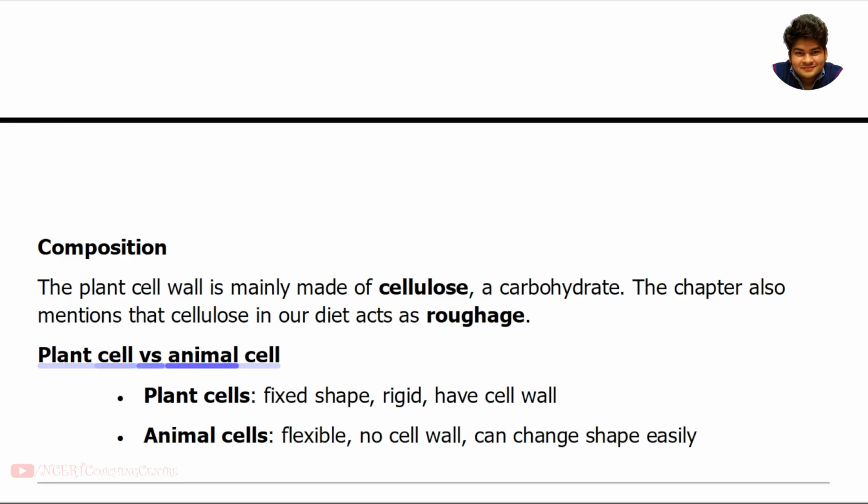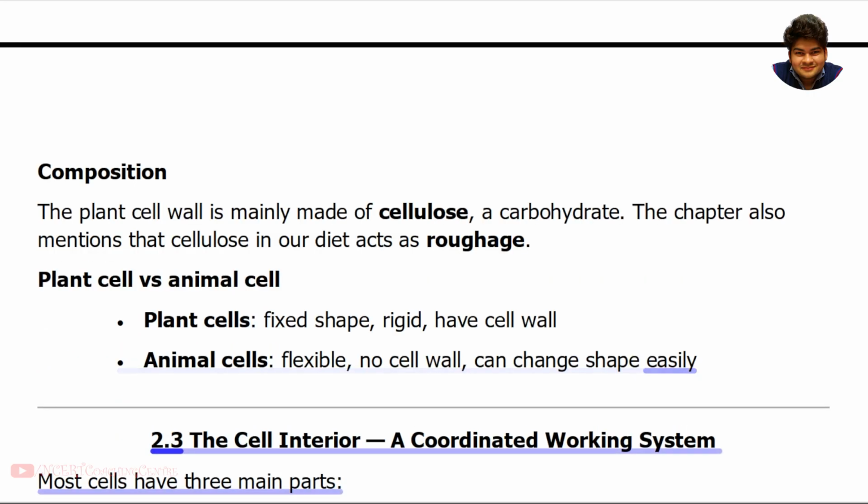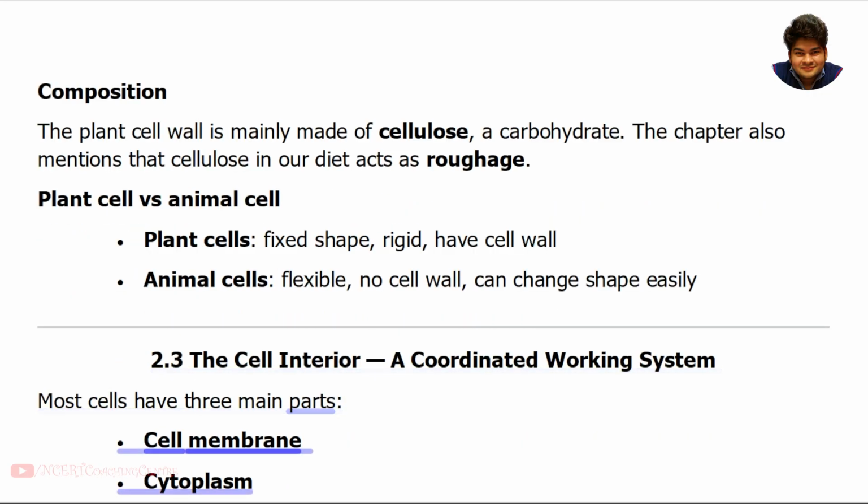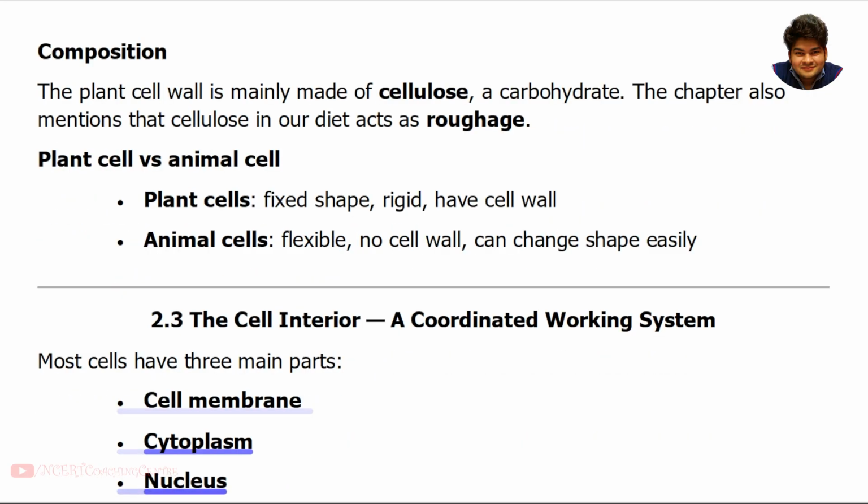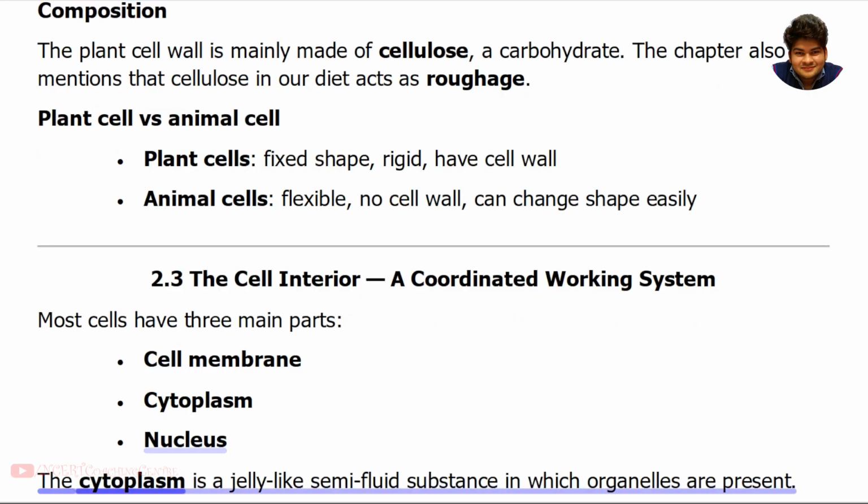Plant cell vs animal cell. Plant cells, fixed shape, rigid, have cell wall. Animal cells, flexible, no cell wall, can change shape easily. 2.3 The cell interior, a coordinated working system. Most cells have three main parts. Cell membrane, cytoplasm, nucleus. The cytoplasm is a jelly-like semi-fluid substance in which organelles are present.